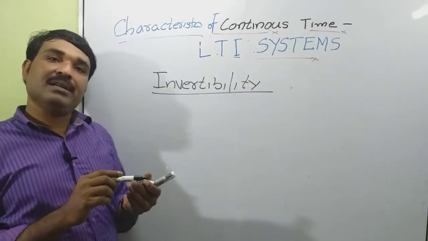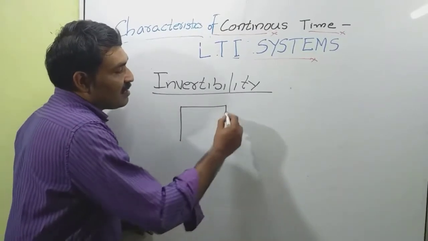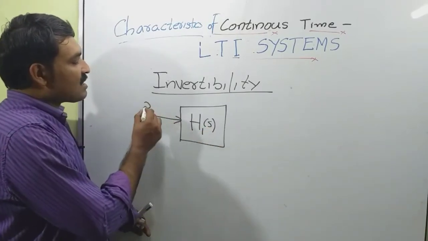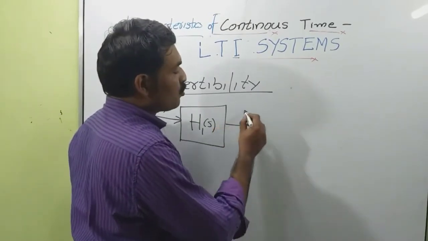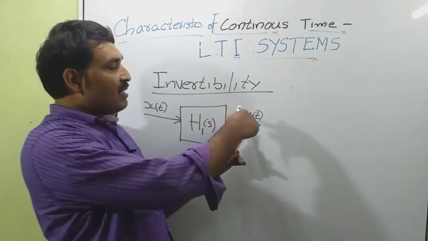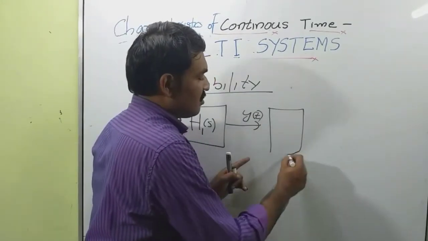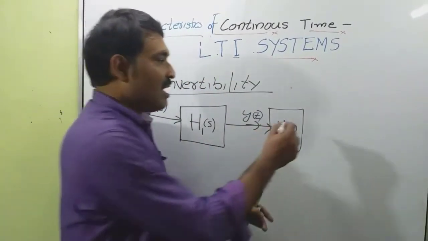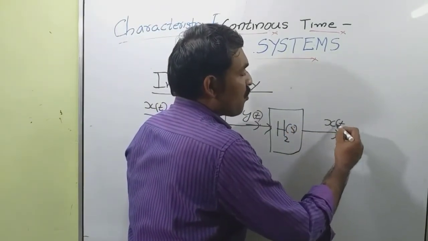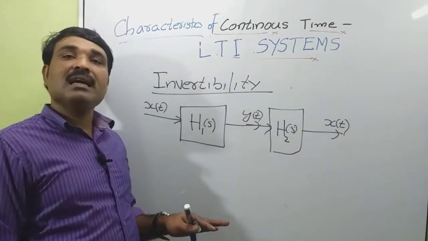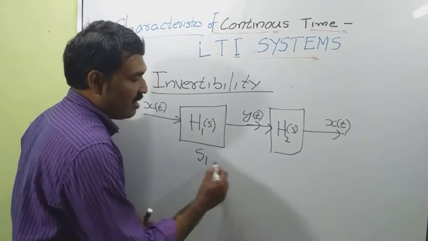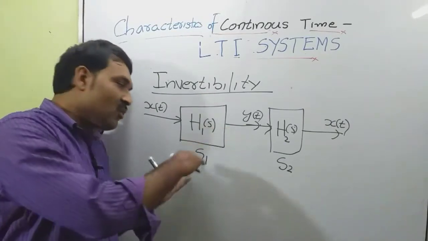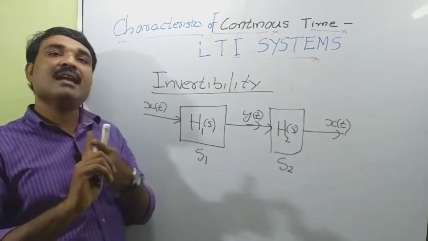Next characteristic is invertibility. Suppose I have a system whose transfer function is H1(s), and let x of t be the input, and I get an output y of t. Now I am giving this y of t as an input to another system whose transfer function is H2(s), and I get the output as x of t. Then these two systems are said to be invertible. The system is represented by S1 and the other by S2. Then we can say S2 is the inverse system of S1, or S1 is the inverse system of S2. That means S1 and S2 are inverse to each other.